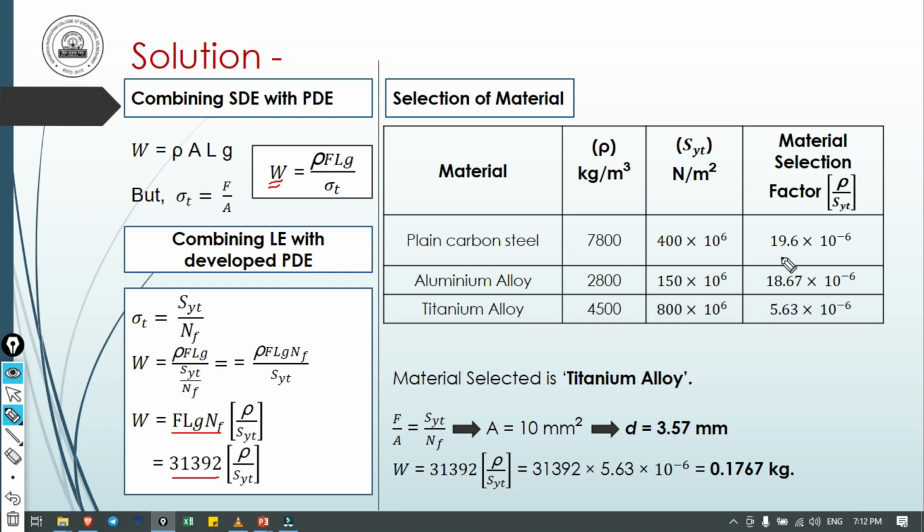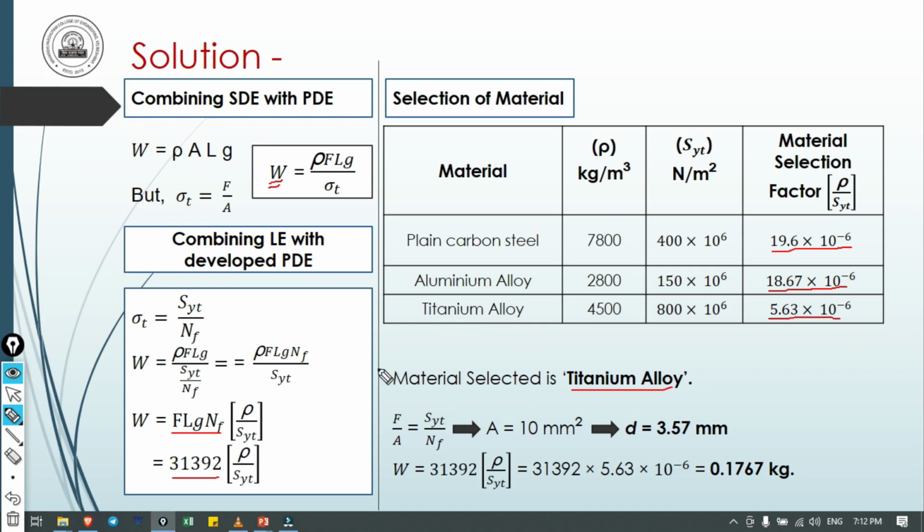For plain carbon steel it is 19.6 into 10 raised to minus 6. For aluminum alloy, it is 18.67 into 10 raised to minus 6, and for titanium alloy, it is 5.63 into 10 raised to minus 6. So based on this material selection factor, the lowest value, that is 5.63 into 10 raised to minus 6, will give you the minimum weight, and based on this criteria, titanium alloy is the material to be selected.